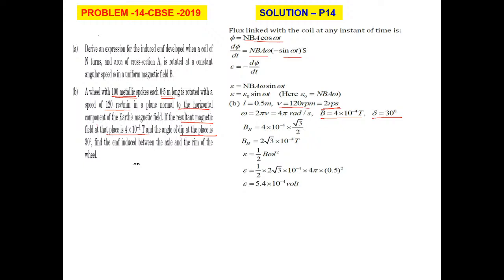Here we have to take B, since it is going in the horizontal plane, in a plane normal to the horizontal component of Earth's magnetic field. So it is moving in a plane normal to the horizontal component. So here we have to take the horizontal component of Earth's field, since it is moving in the horizontal plane.